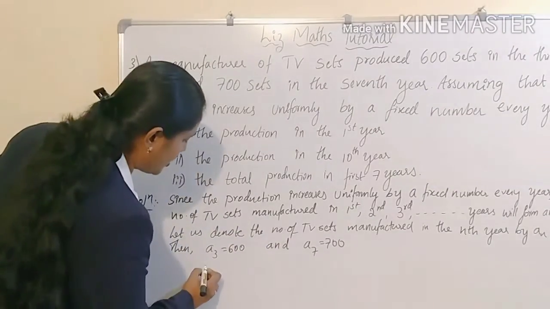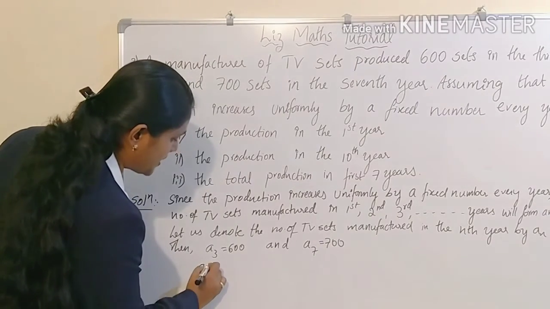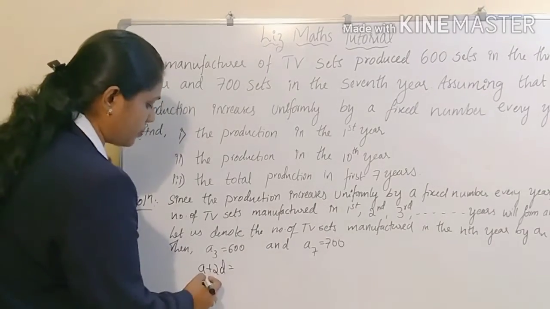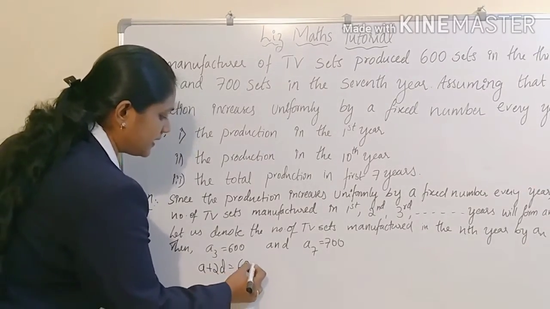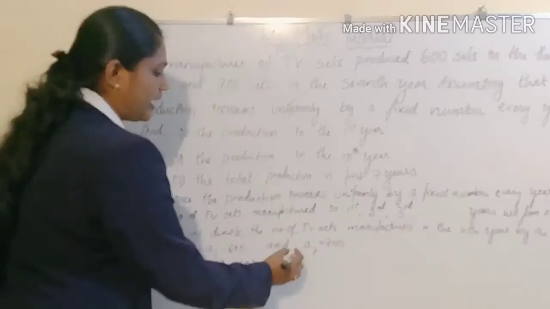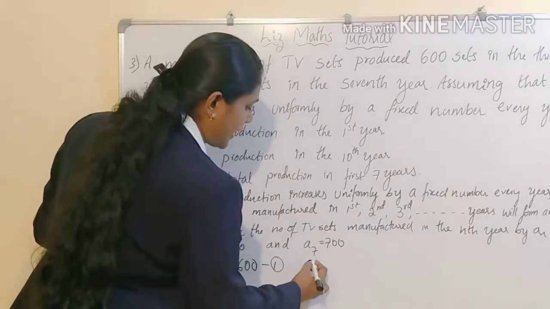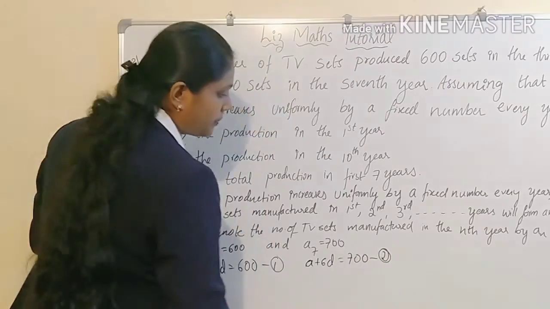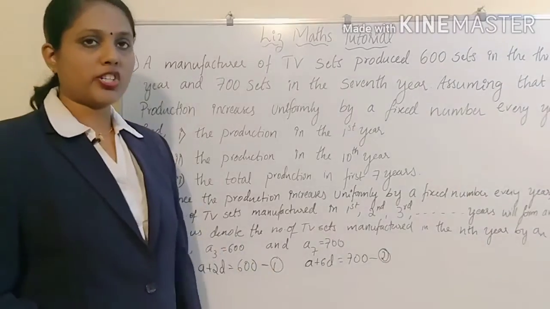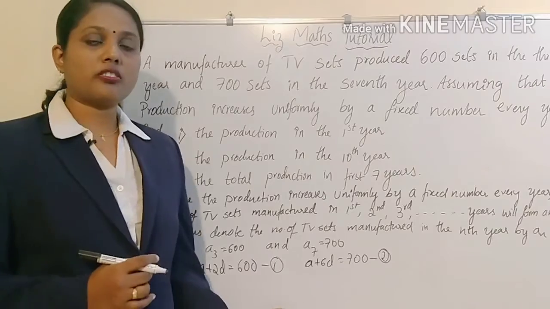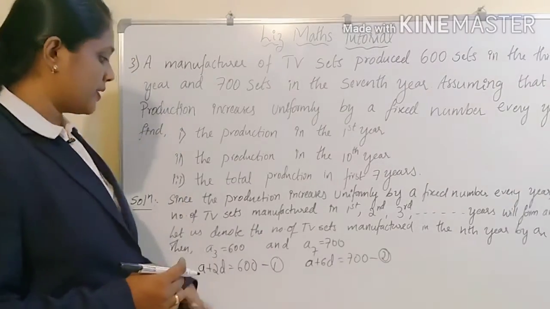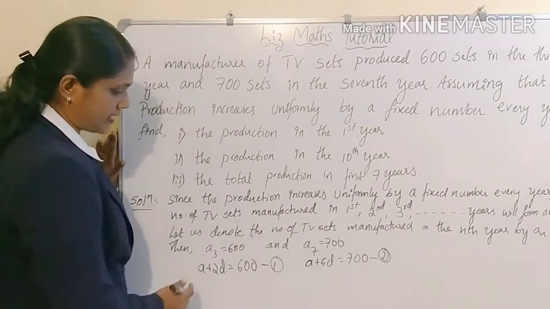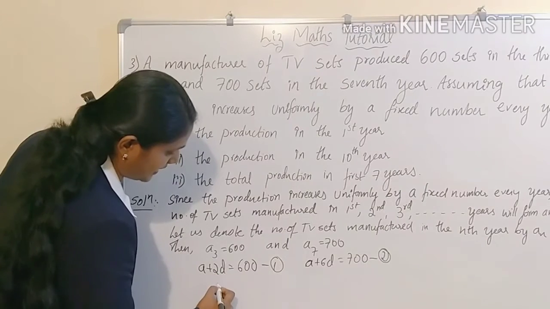So what is a3? Using the formula, you can write it as a + 2d. I hope you understood what we have done. That is equal to 600. Take this as equation number 1. As well as a7, you can write a + 6d, that is equal to 700. Take this as equation number 2. Now solve these two equations. You will get d. Then substitute in either equation, then you will get a. After that you can do what the question first asked.